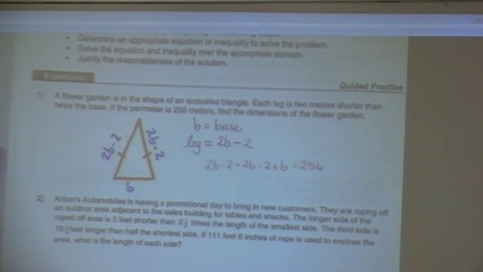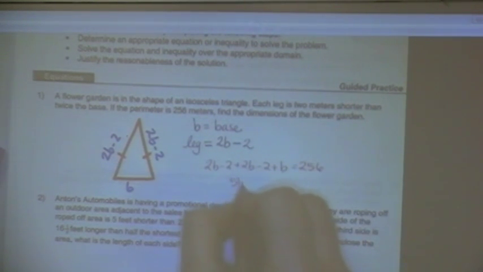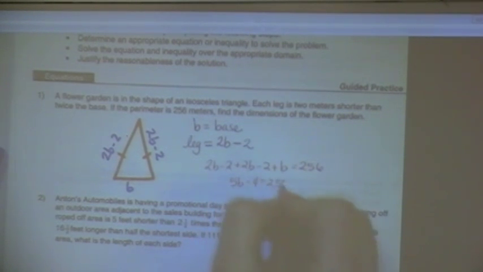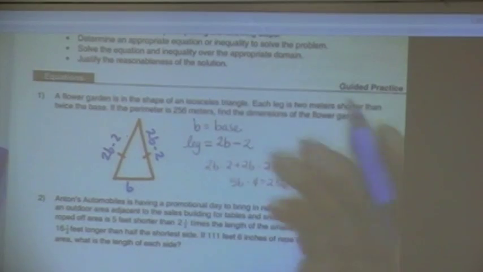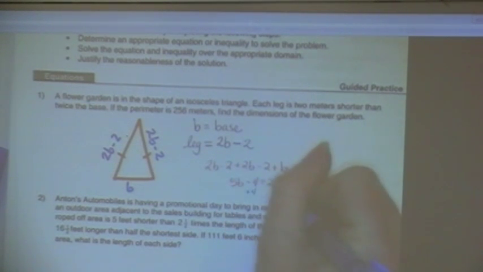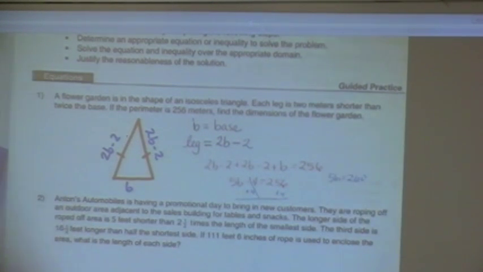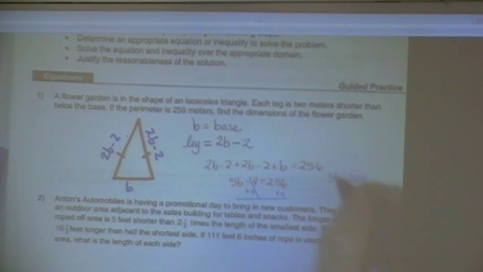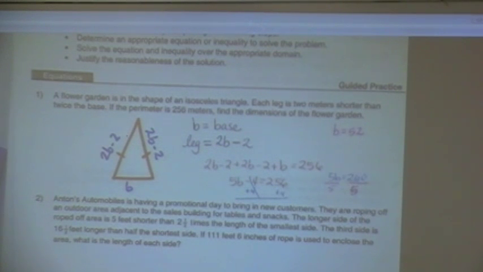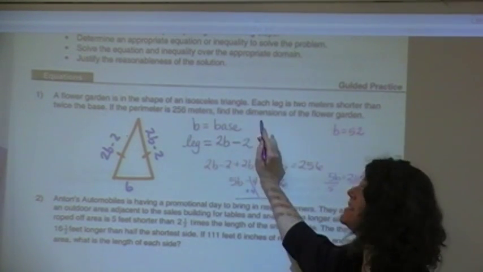Now it's just a regular old ordinary equation I can solve. 2b plus 2b plus b is 5b, minus 4 is 256. You are just now solving for b, so I'm going to add 4 to both sides. I get 5b equals 260. Divide by 5. And b equals 52. Okay, now don't stop there though, because the problem did say find the dimensions.